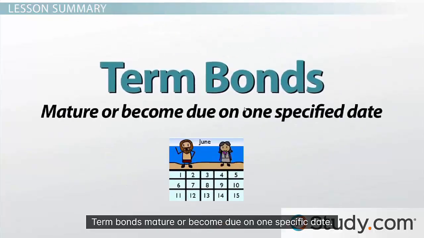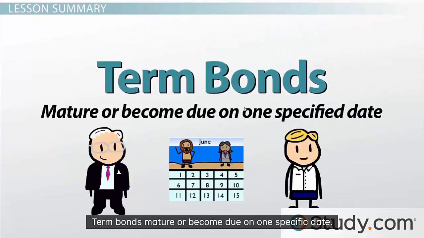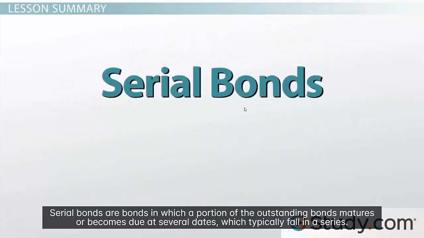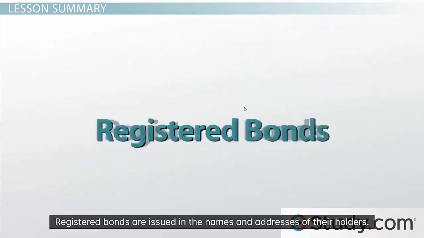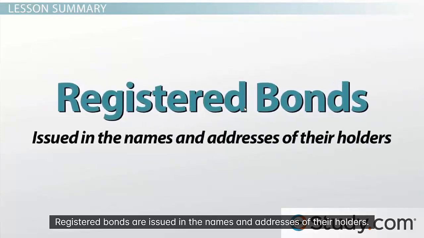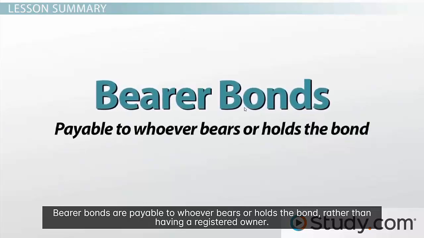Term bonds mature or become due on one specific date. Serial bonds are bonds in which a portion of the outstanding bonds matures or becomes due at several dates, which typically fall in a series. Registered bonds are issued in the names and addresses of their holders. Bearer bonds are payable to whoever bears or holds the bond, rather than having a registered owner.